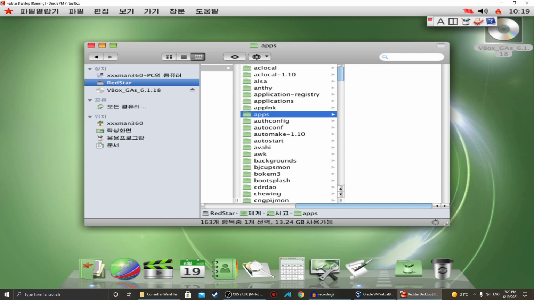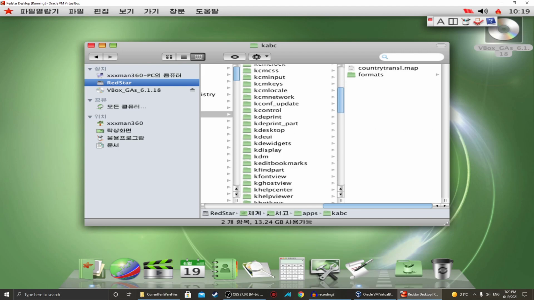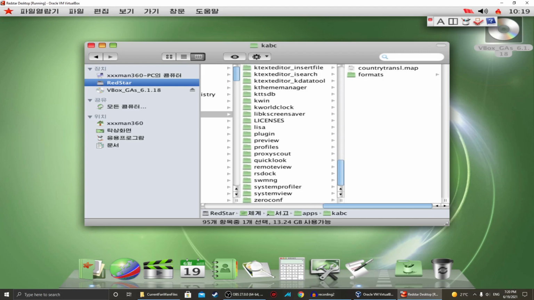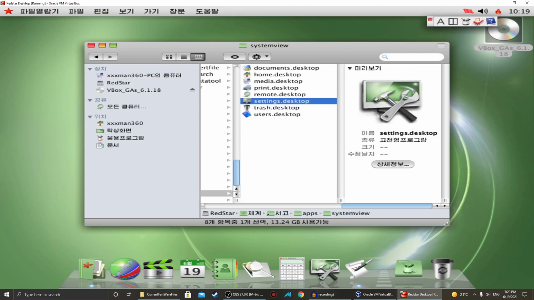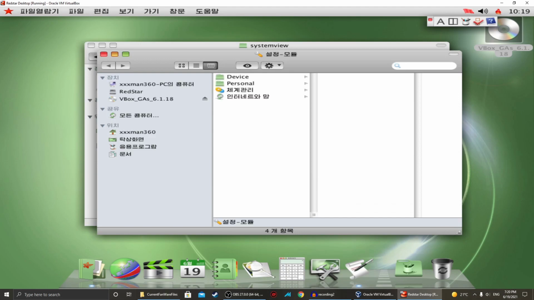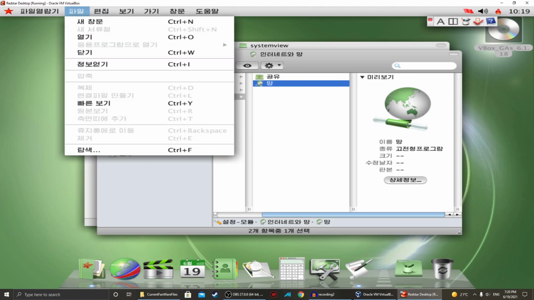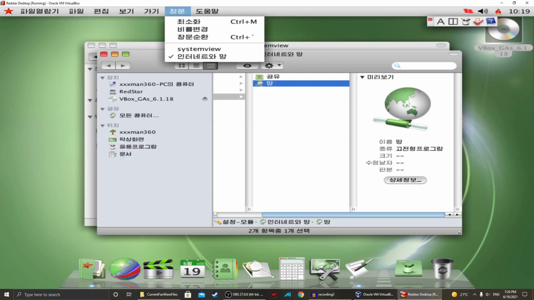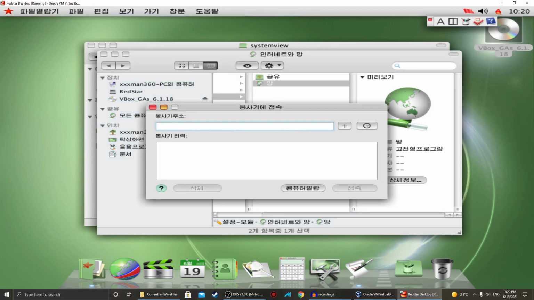Huh. Apps. This is all like... I'm like a kid in a candy store. I've never seen such an operating system as this. Using an operating system in a language that I do not understand. What do these things do? Control K. Huh?